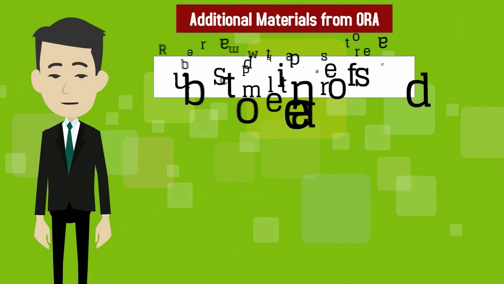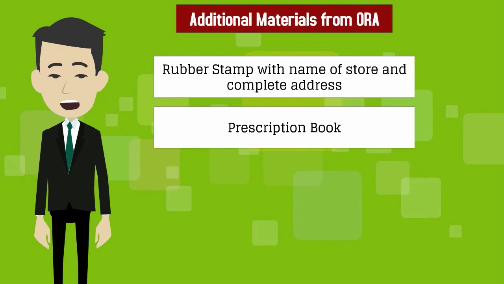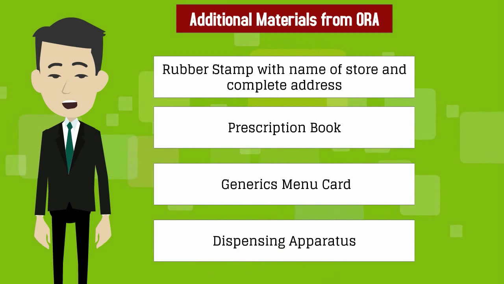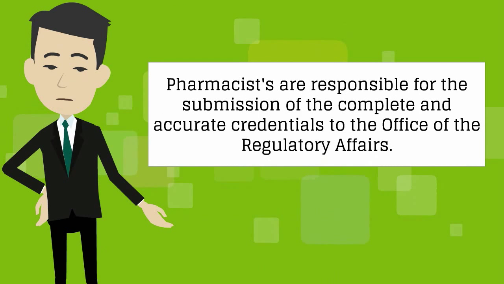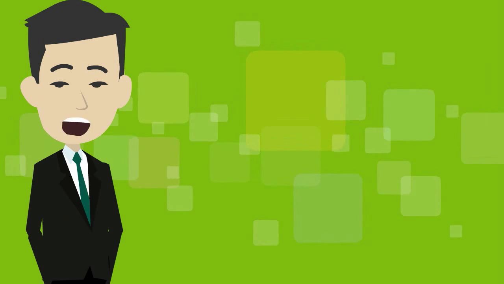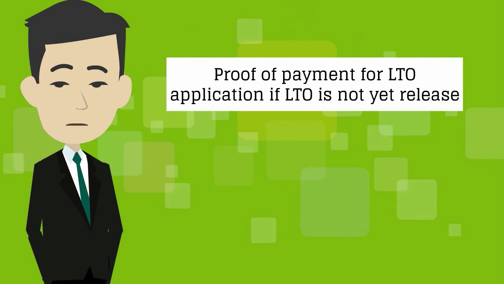Aside from the 14th requirement, the Office of Regulatory Affairs will also provide the following: rubber stamp, prescription book, generics menu card, and dispensing apparatus. In addition, please take note, pharmacists are responsible for the submission of complete and accurate credentials to the Office of Regulatory Affairs. To summarize, these are the contents of the Blue Book from the Office of Regulatory Affairs.